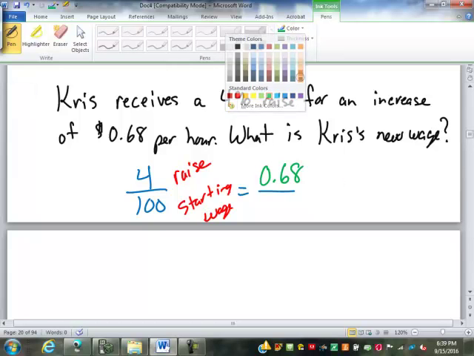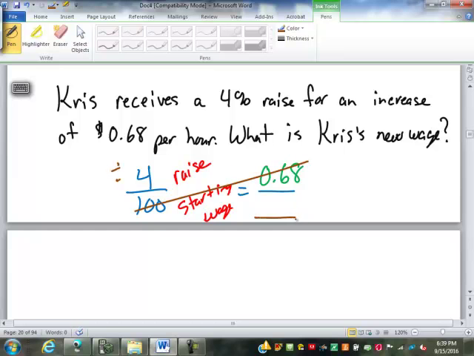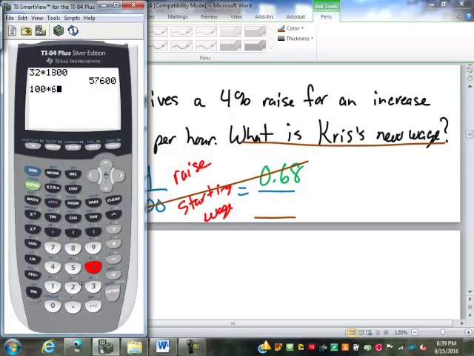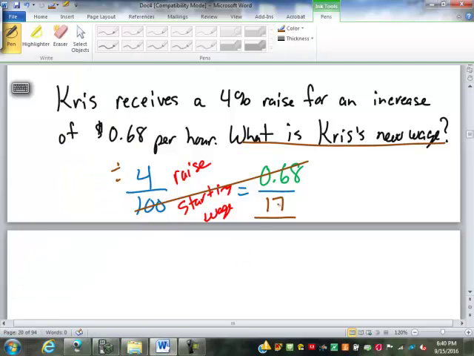We can cross multiply and divide now to get the starting pay, the starting wage. Is that what we're looking for? No, but we can use it to find the new wage, can't we? Cross multiply and divide, we get 100 times 0.68 divided by 4. 17 bucks. $17 is the old wage. So $17 plus 68 cents. $17.68 is the new wage. Make sense?